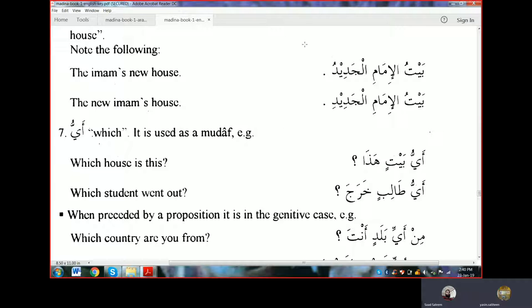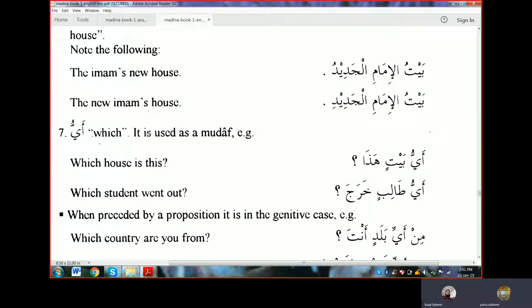Note the following. Baytul imami al-jadidu, the imam's new house, and then baytul imamil jadidi, the new imam's house. The last vowel changes the meaning of the sentence, the kasra.